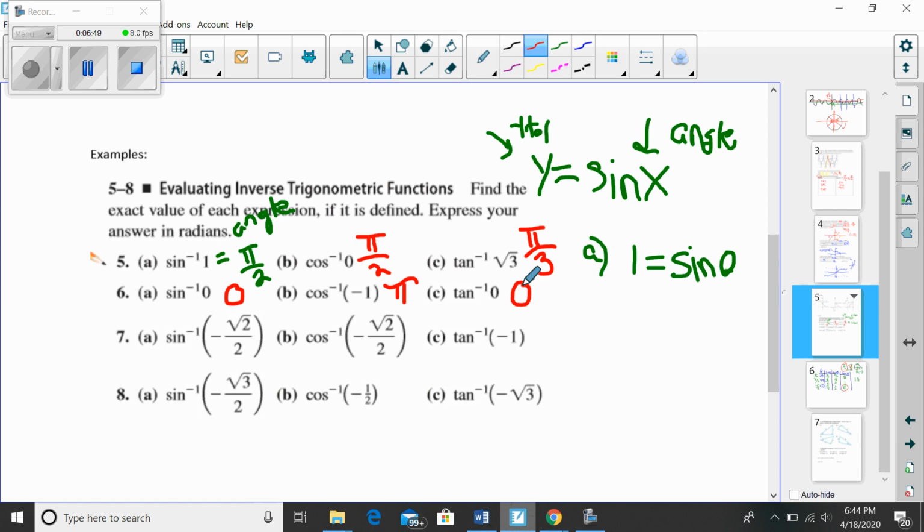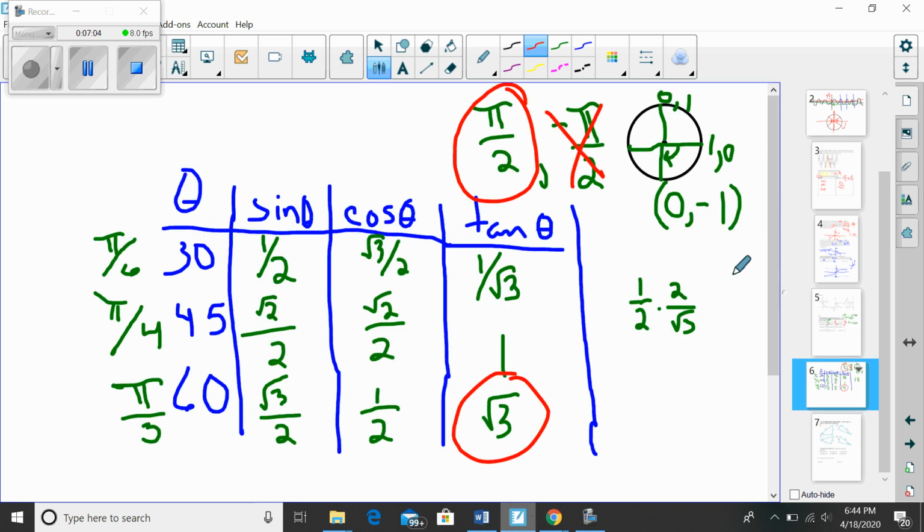Okay, there's the answer to number 6. So the angle whose sine is 0 is 0. Again, if I'm looking at the unit circle, the angle whose cosine is -1, actually, I didn't write it on here, but whose x is -1 is pi, right? And then finally, tangent of 0 is also 0 since tangent is sine over cosine.